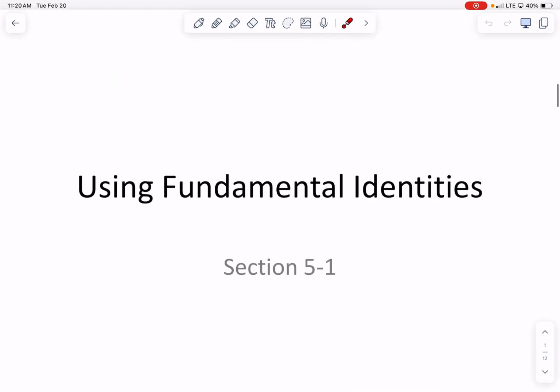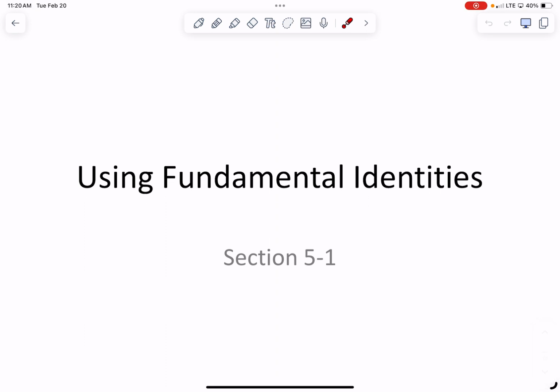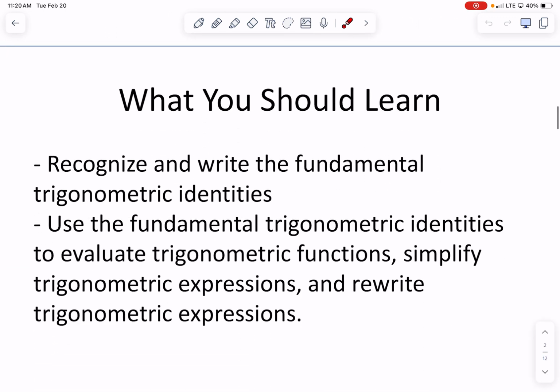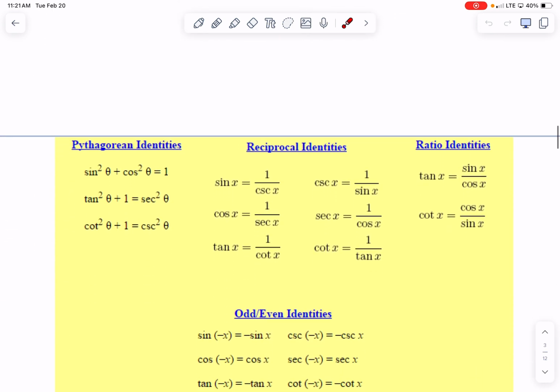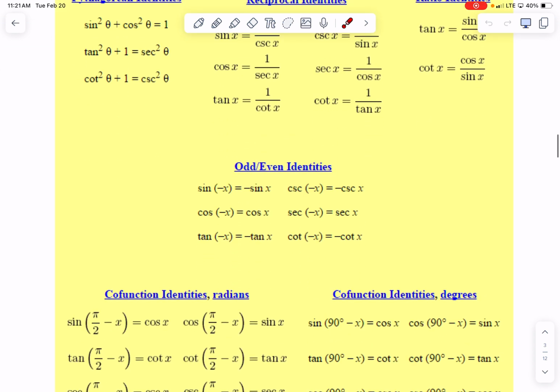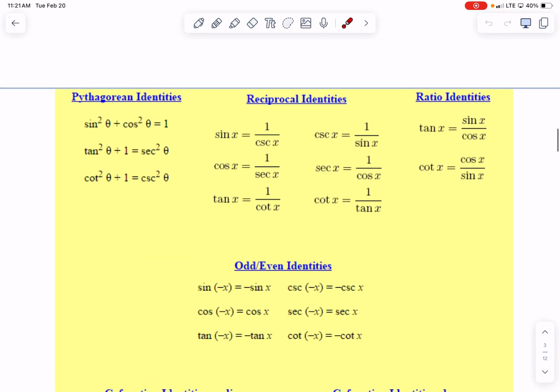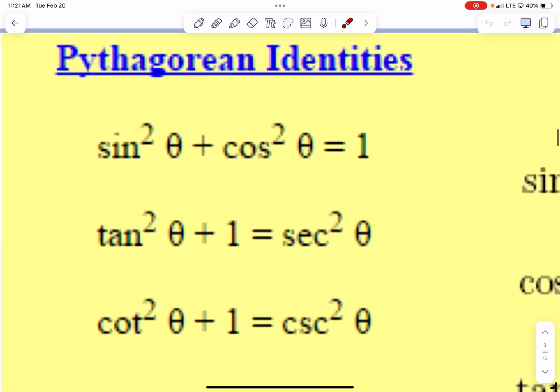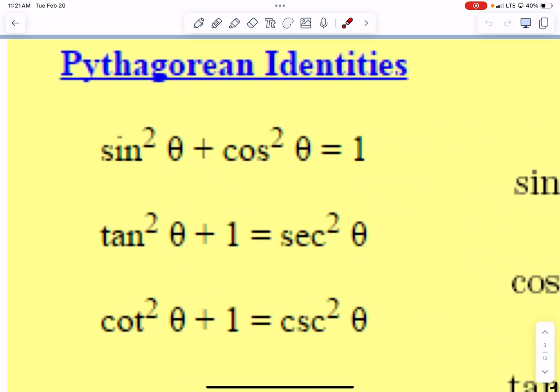Lesson 1 is using fundamental identities. We're going to learn to write and recognize the fundamental trig identities. We're going to use fundamental identities to evaluate trigonometric functions, simplify expressions, and rewrite expressions. On your notes are these identities. We're going to start off with the Pythagorean identities.